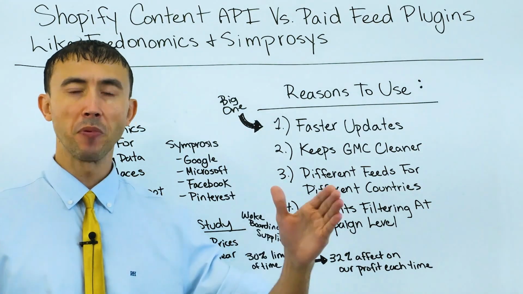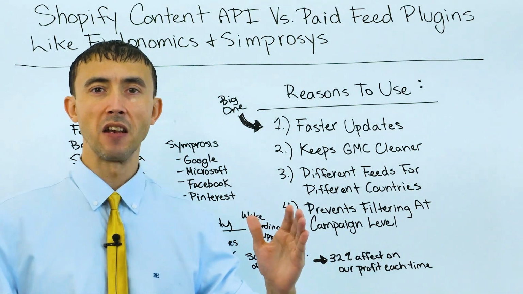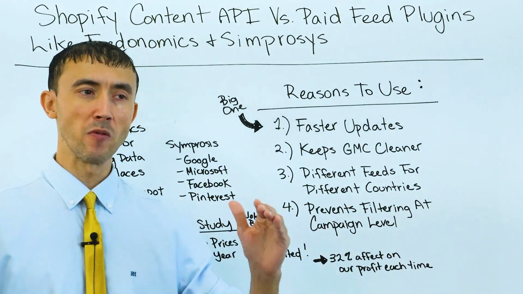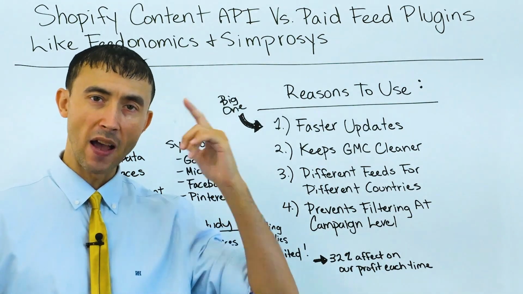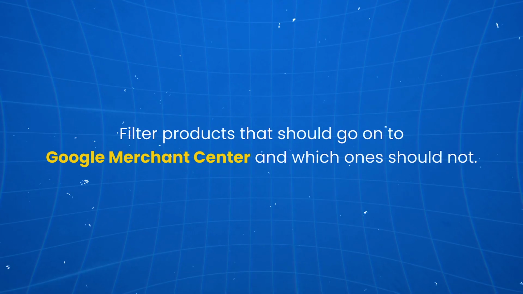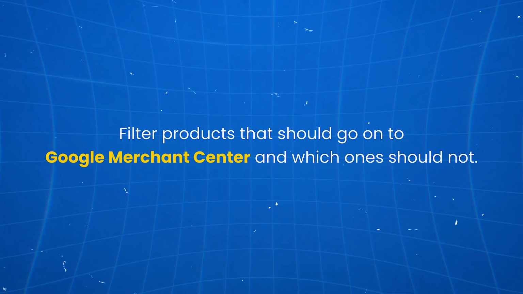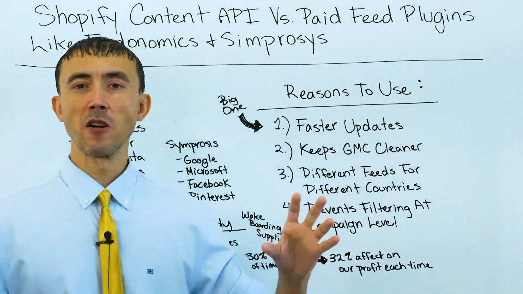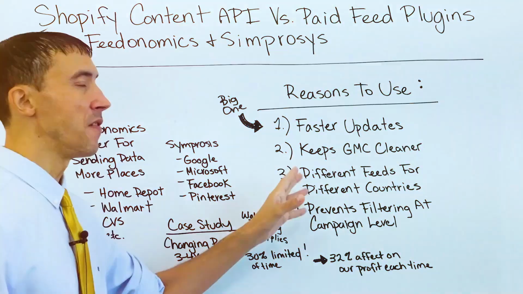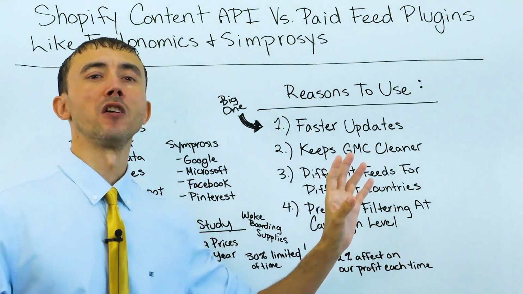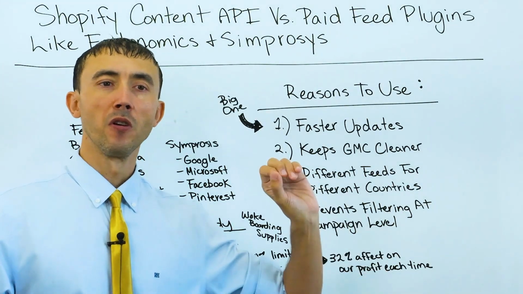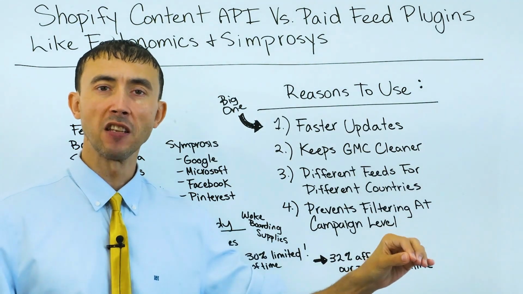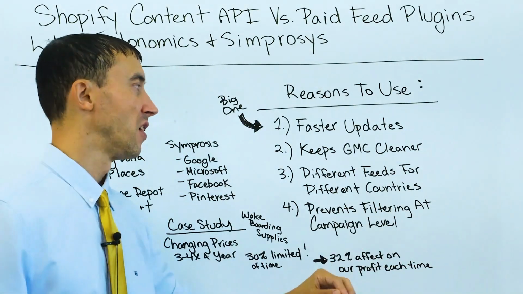In a paid plugin, the main reason why people use one, to be honest, in their mind, is to filter which products should go onto Google Merchant Center and which ones should not, because they don't want to advertise everything, so to say. Even though you could obviously filter on Google Merchant Center itself which items Google should pay attention to and which ones they shouldn't, for the free listings as well as your paid ads that use it.